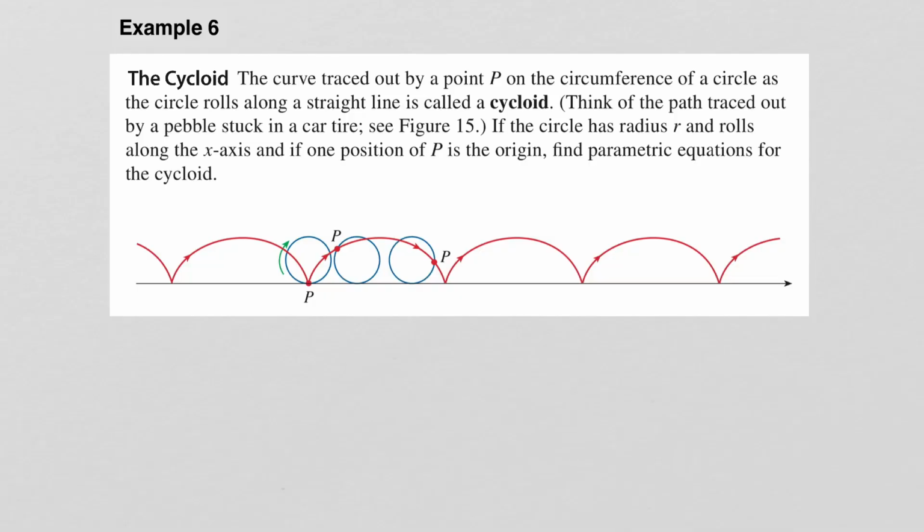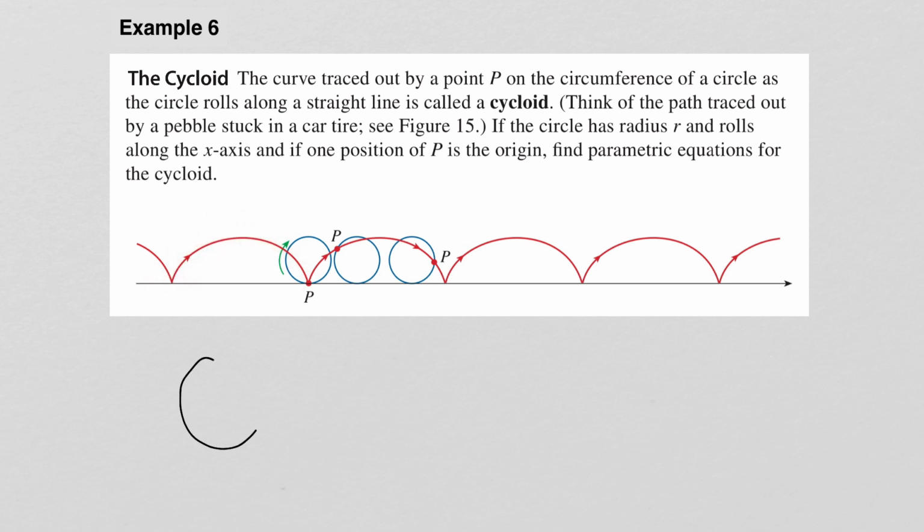And for our final example of a parametric curve, we're going to talk about the cycloid. So the cycloid is a curve traced out by a point P on the circumference of a circle as the circle rolls along a straight line. So think about something like a car tire or a bicycle tire. If you start to rotate that tire forward, the point on that tire or the point on that circle is going to make this particular pattern.